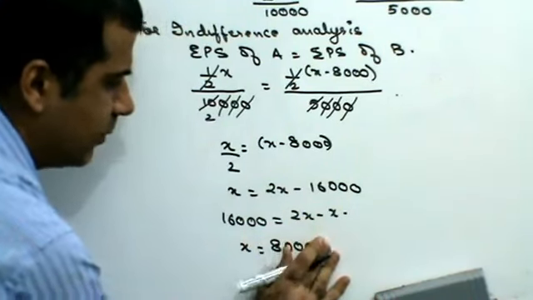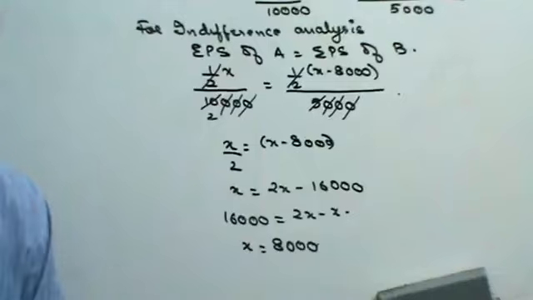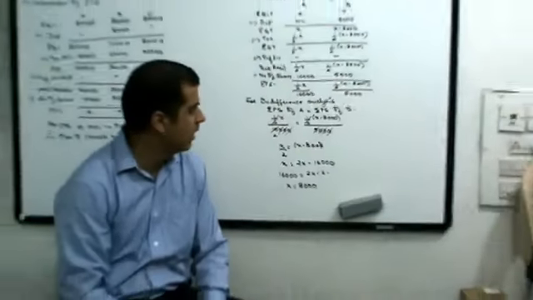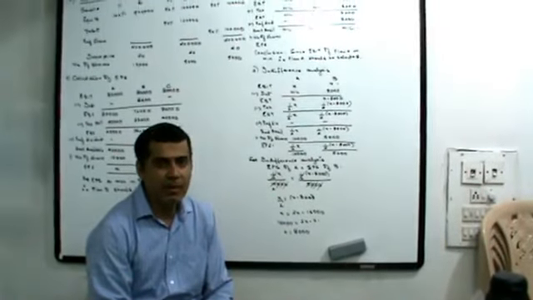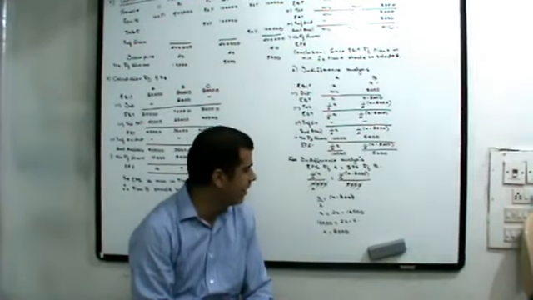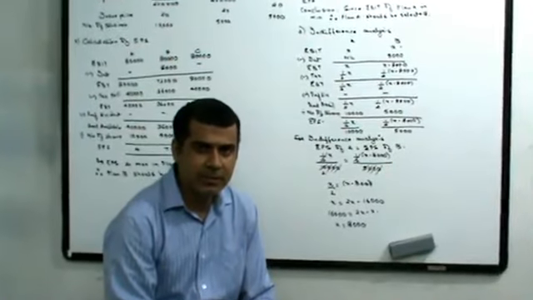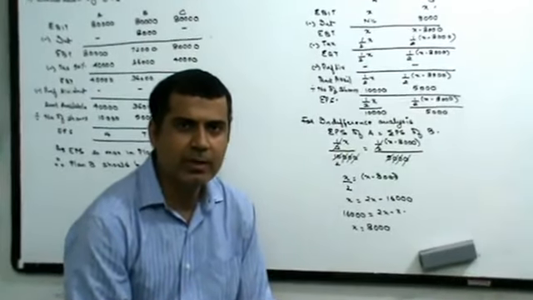That means if the company achieves an EBIT of 8,000, both plan A and plan B will give you the same EPS. Thus, the investor as well as the owner, both of them will be indifferent if an EBIT of 8,000 is achieved. This finishes the sum. We will stop here for the day. Thank you very much.